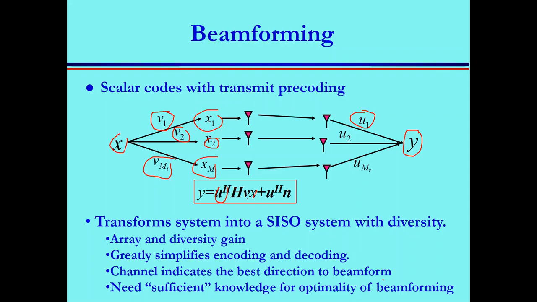It needs sufficient knowledge for optimality of beamforming. You must know the channel perfectly at the transmitter and receiver to get good performance. If there is a mismatch between the knowledge of the channel at the transmitter and that at the receiver, you will get some degradation in your performance.